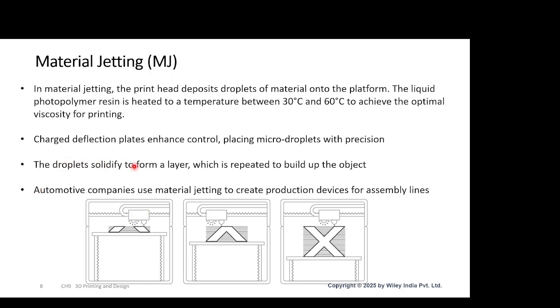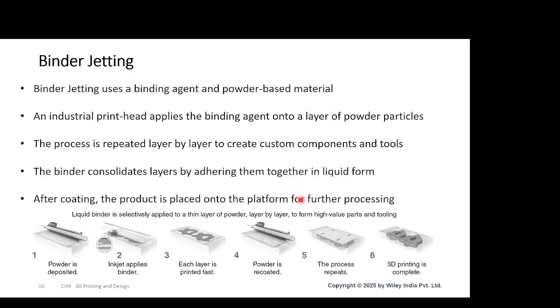The droplets solidify to form a layer, which is repeated to build the object. So here is the first layer, then you see the subsequent layers, and finally more layers are added and this object is made. So layer by layer the object is created. Automotive companies use material jetting to create production devices for assembly lines.